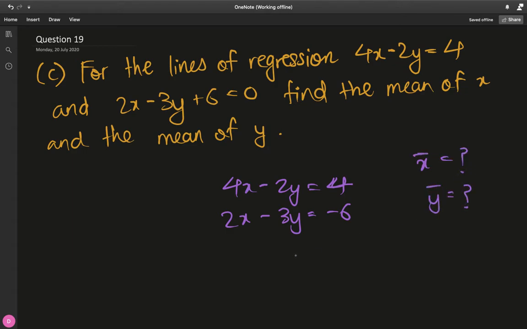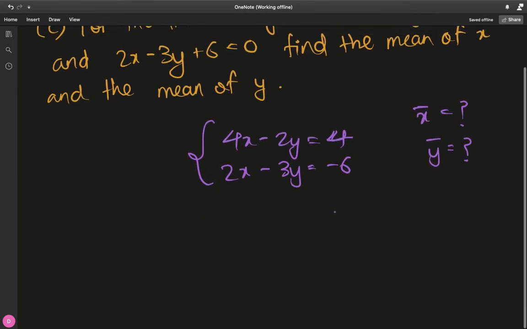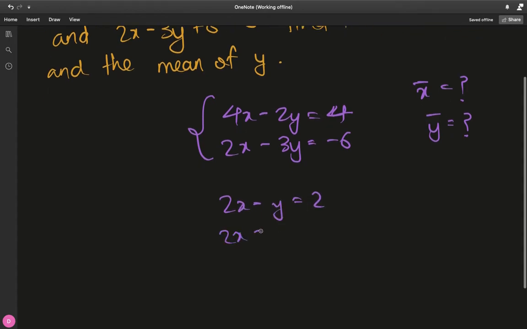We need to find the mean of x, call that x bar, and the mean of y, call that y bar. Now, if these two are the regression lines, then by a special property of regression lines, if you solve them simultaneously, the solution you will get is actually the mean of x and y respectively. So we need to solve them simultaneously. I'm going to simplify the first equation and divide by 2 on both sides. So 2x minus y is equal to 2. And I have 2x minus 3y is equal to negative 6.